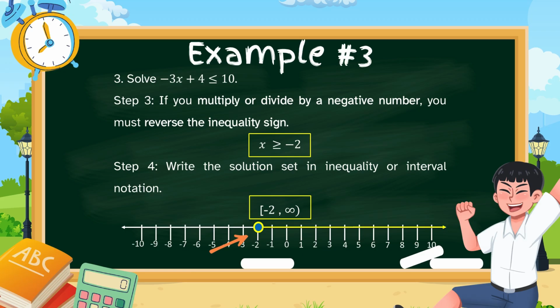In interval notation, we write the solution as [-2, +infinity). The square bracket next to -2 confirms that -2 is included. The parenthesis is used next to +infinity, since we can never include infinity. Perfect. We've successfully navigated the sign flip rule to solve 3 different examples. Remember, when you multiply or divide by a negative, flip the sign.